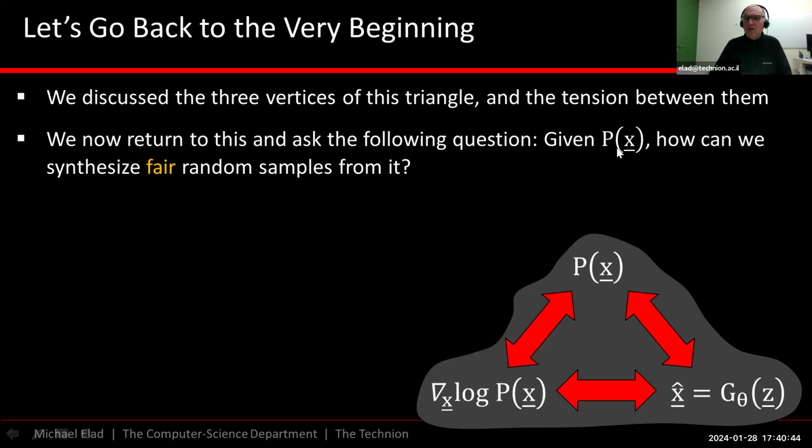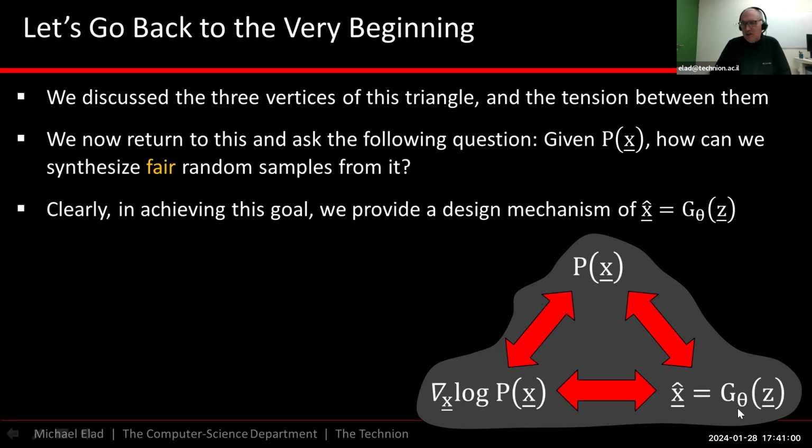Suppose that someone gives you P of X. Listen carefully to what I'm saying. Suppose that someone gave you P of X. How can you come up with an algorithm that samples from it? Samples fairly, that means creating samples whose empirical distribution is P of X. Basically, I'm asking, how do you design G theta? Because if I know how to sample, then I'm answering G theta.